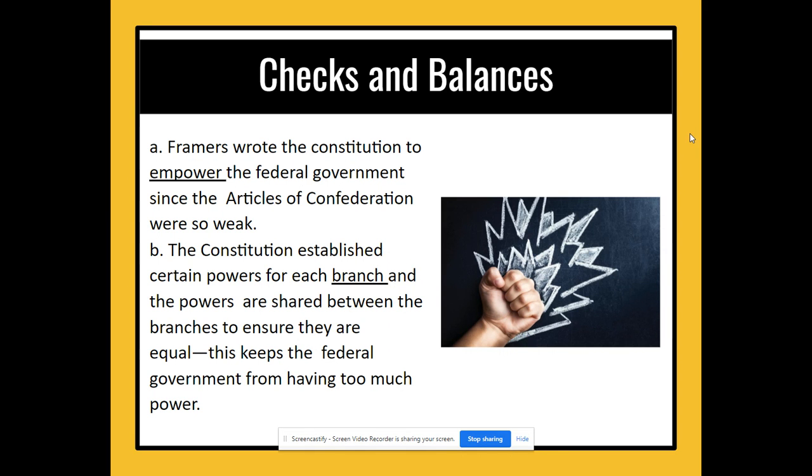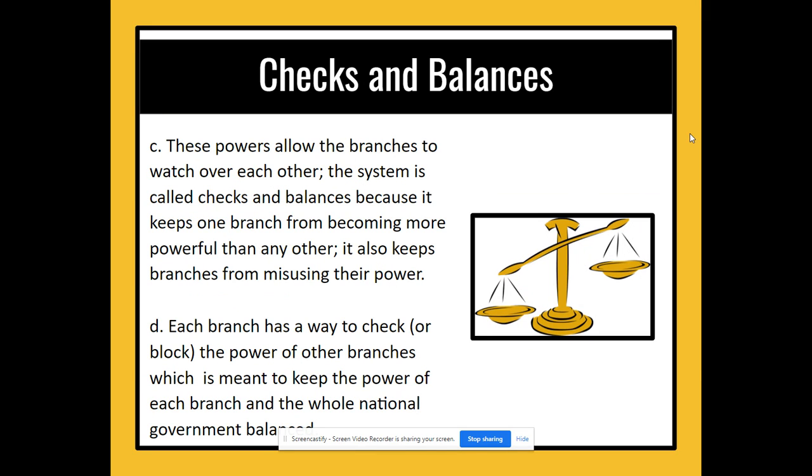Checks and balances. So the framers of the Constitution wanted to empower the federal government because the Articles of Confederation were weak, but they didn't want to empower them too much. So the Constitution established these branches and decided that they were going to share those powers, but they wanted to share it equally in order for all of the different branches to be able to agree and have a say and make sure that the federal government did not have too much power in the end.